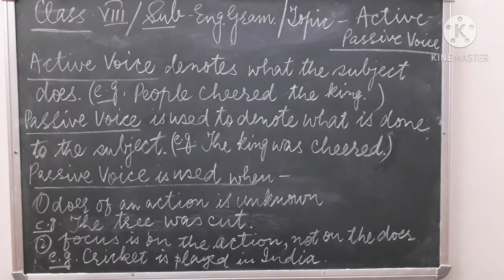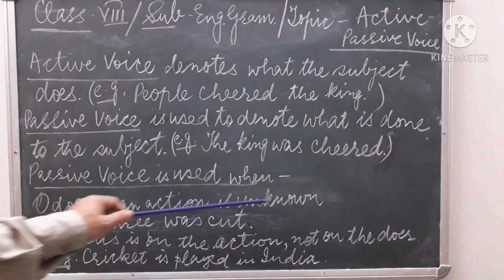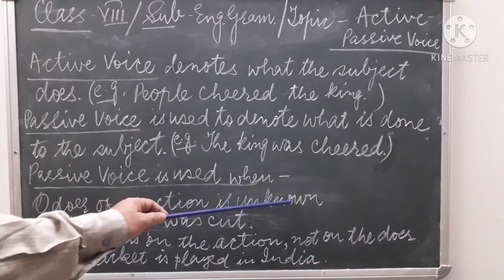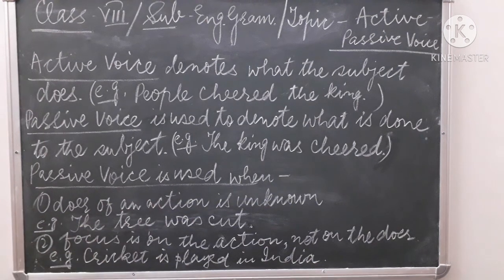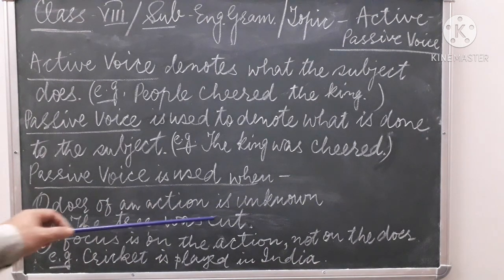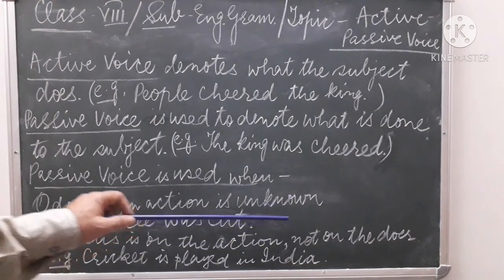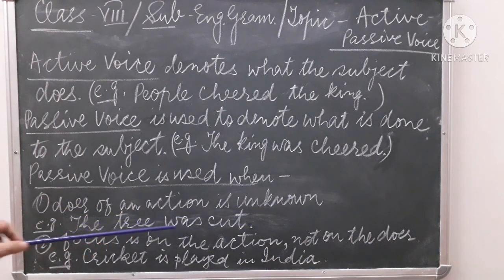using passive voice? My dear children, passive voice is used when, point number one, the doer of an action is unknown. When we don't know who was the performer of an action, or who has performed the action here. For example, the tree was cut. Now, who cut the tree? We don't know. It is unknown. So we can use passive voice here: the tree was cut.